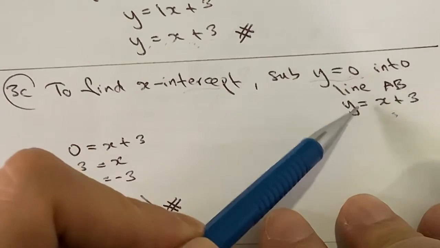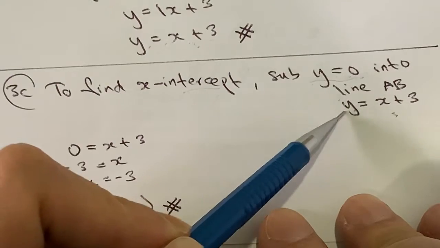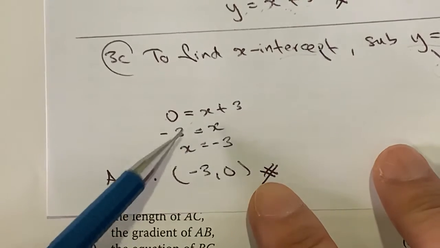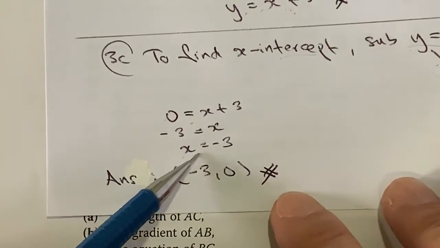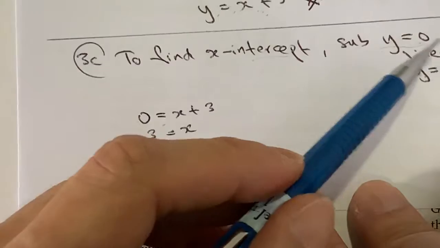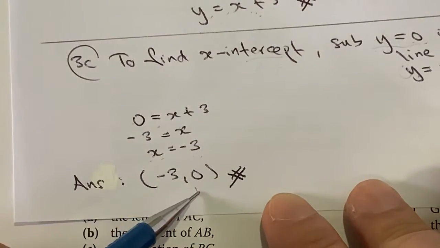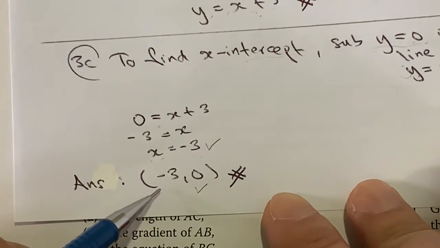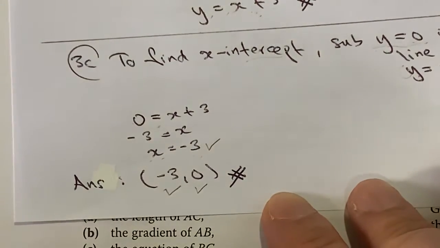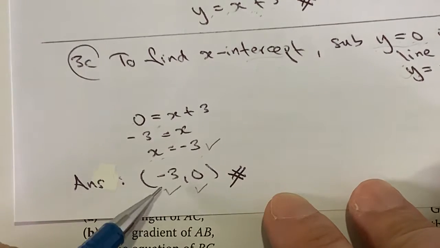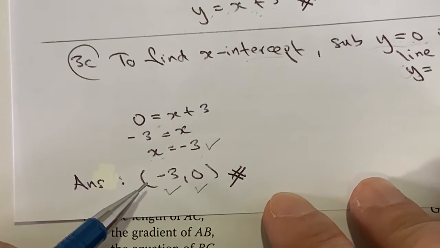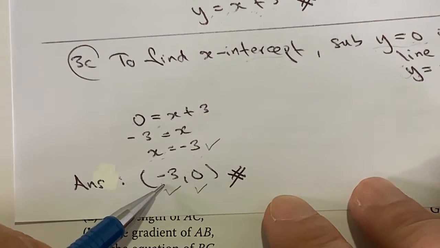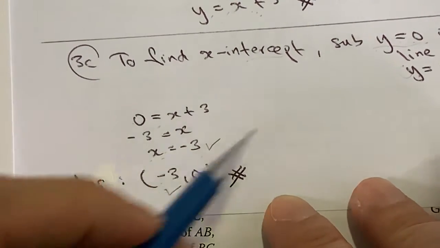So we just substitute y equals to 0 inside here. So you will get 0 equals to x plus 3. Eventually you will get x equals to negative 3. So since y is 0, my y coordinates is 0. Since x equals to negative 3, x coordinate will be negative 3. So this will be the answer for the coordinates on the x-axis. So negative 3 for x, and then 0 for y.